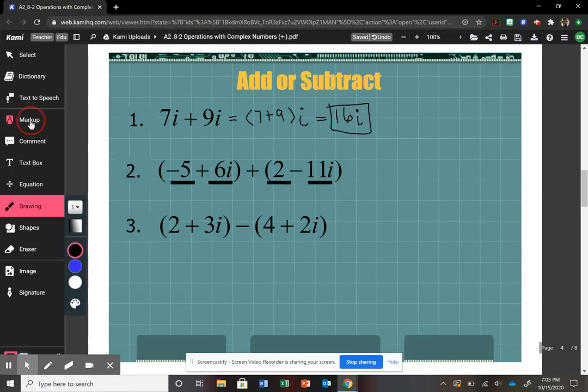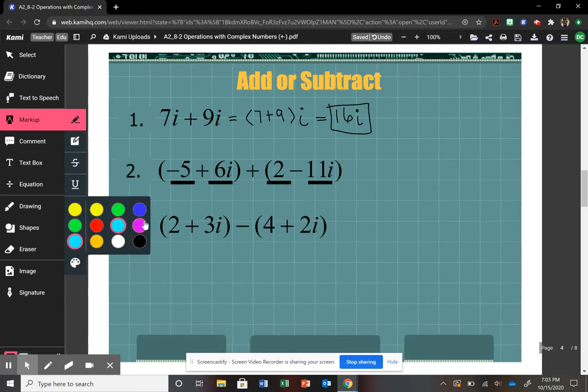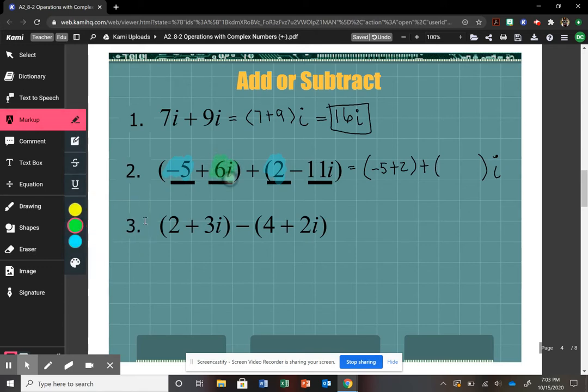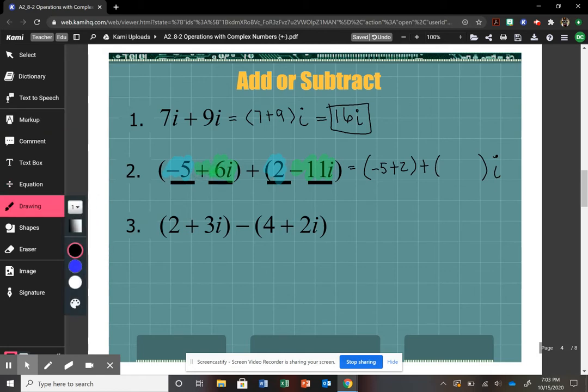Okay, so let's try this next one. So here I have negative 5, and we're adding a positive 2. So that's how I'm going to write it over here. I have a negative 5 plus 2. Okay, and then I'm going to combine the imaginary part together. So here I have a 6i and a negative 11i. 6 is positive. So here I have 6 minus 11 and i, right? So negative 5 plus 2 is negative 3, and here 6 minus 11 is negative 5i.